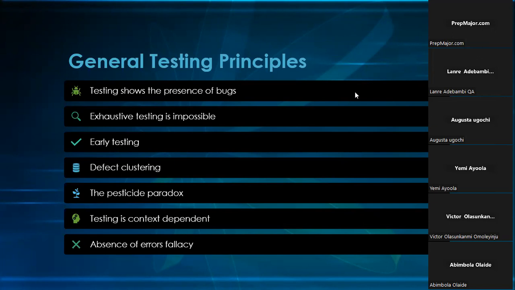Defect clustering. Where exactly do we have those defects? We want to know where the clustering is. Where exactly is the risk? How can we find it?